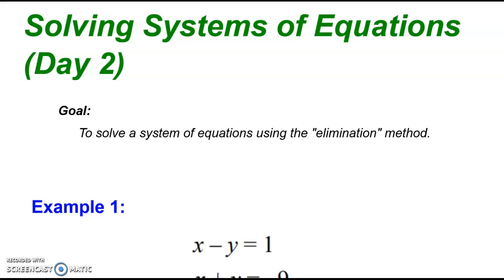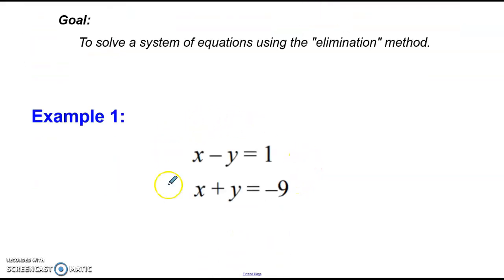Okay, so day 2 of solving systems of equations. Goal is the same as yesterday. We're still trying to find out where a system of equations has a shared point. At what ordered pair does it solve for both of these? However, the method we're going to use today is a bit different.